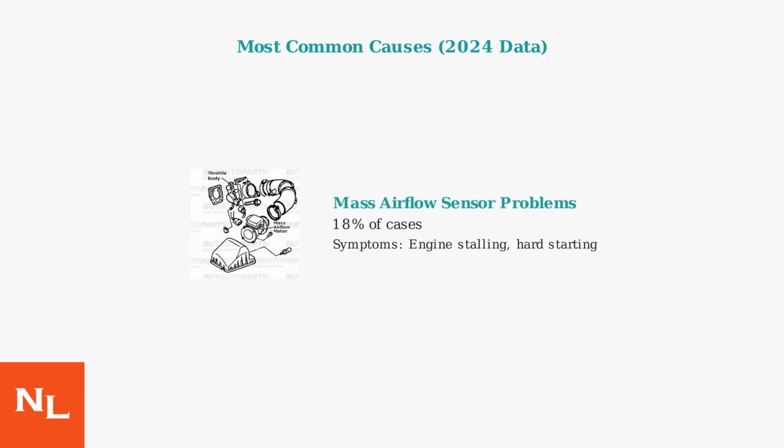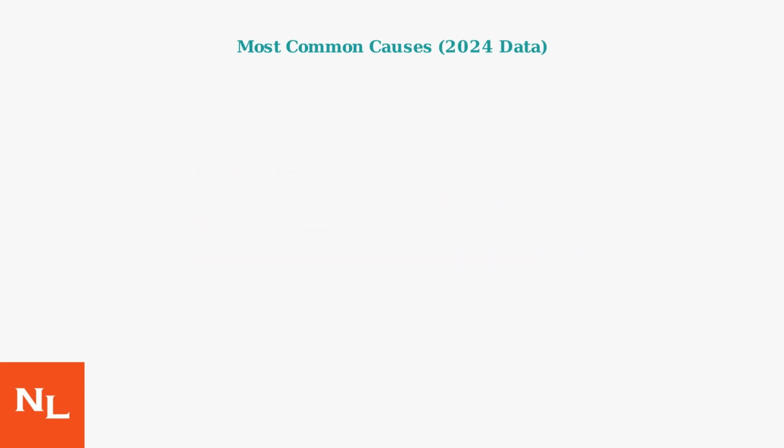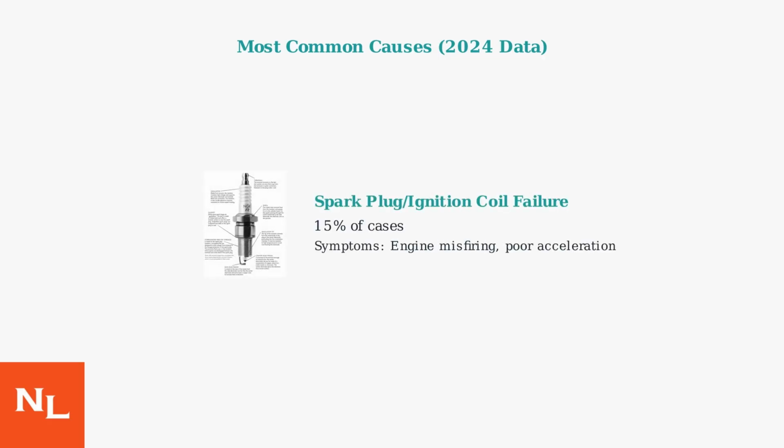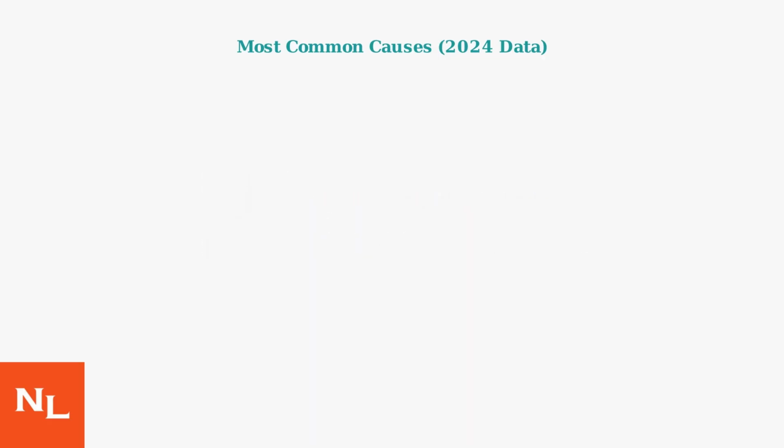Mass airflow sensor problems account for 18% of cases, typically causing engine stalling and hard starting issues. Spark plug and ignition coil failures represent 15% of cases, leading to engine misfiring and poor acceleration. Surprisingly, a loose or faulty gas cap accounts for 8% of check engine light cases. This simple issue can cause fuel odors and decreased fuel efficiency.